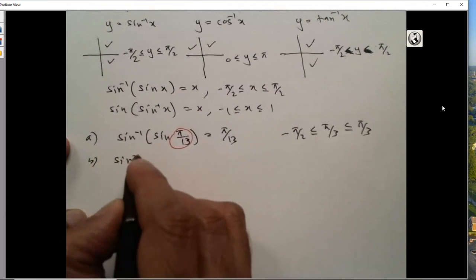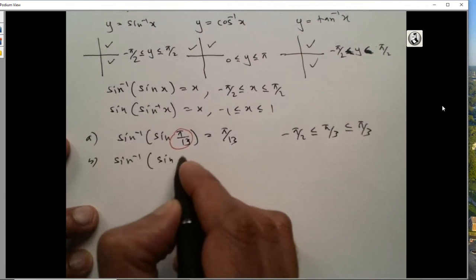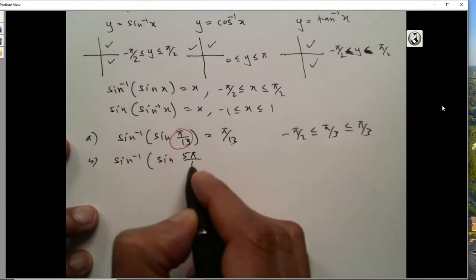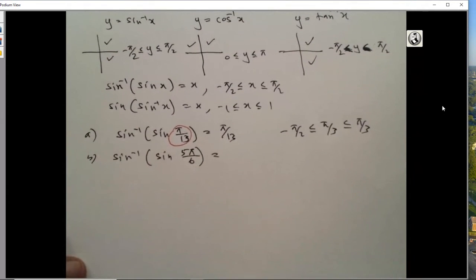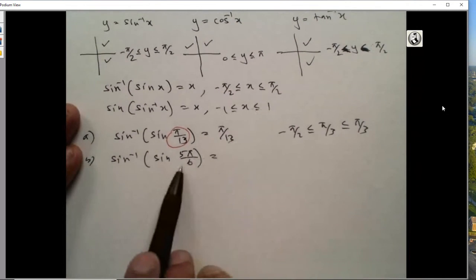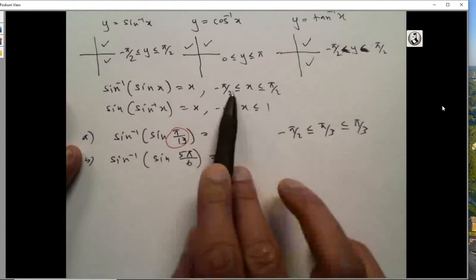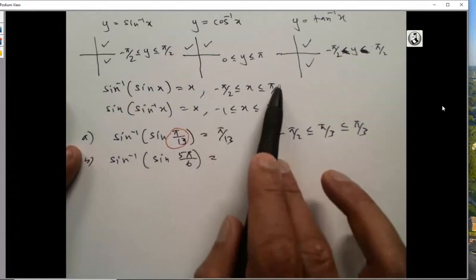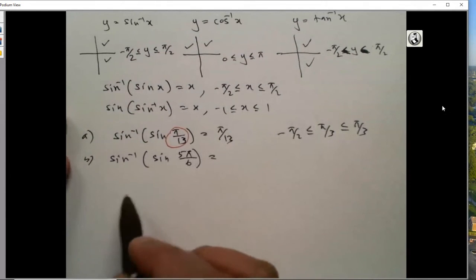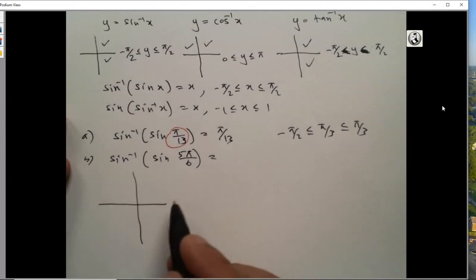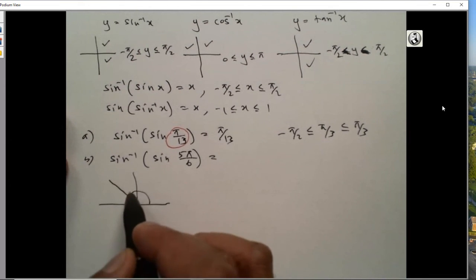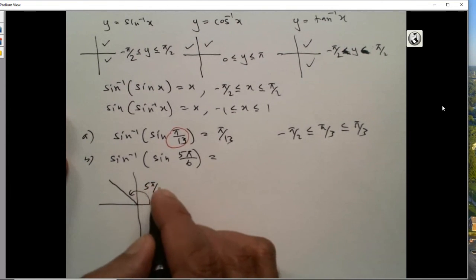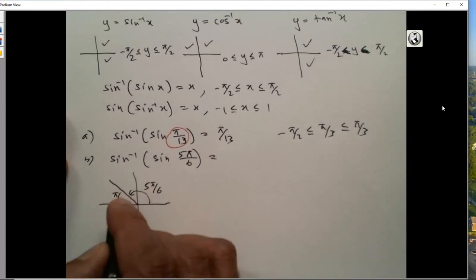But what about the other one, something like this? That's the last question I'm going to do. Sine inverse of sine 5 pi over 6. Unfortunately, no, that's not the answer, because 5 pi over 6 is not in the domain here. That means you have to convert this into an angle which is there. We can use the reference angle method. Where is this angle? What quadrant? Second quadrant, right? So what's the reference angle? Pi over 6.